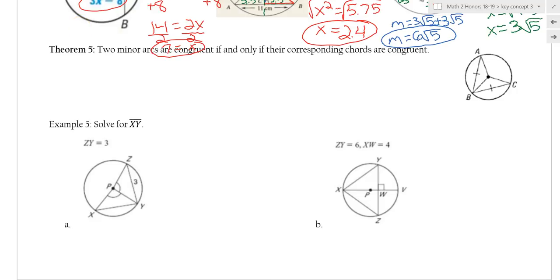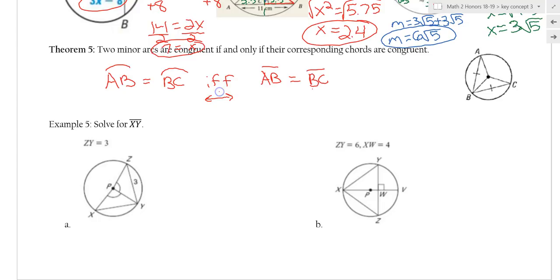Looking at theorem 2, two minor arcs are congruent if and only if their corresponding chords are congruent. So what is this saying? This is saying arc AB is equal to arc BC. If and only if means it goes both ways. Chord AB is equal to chord BC.